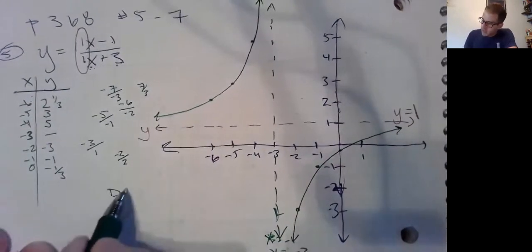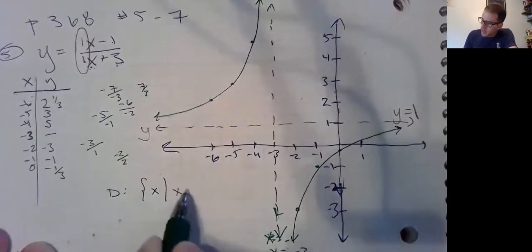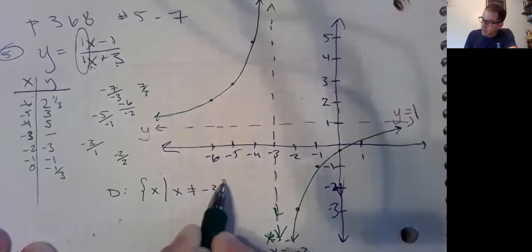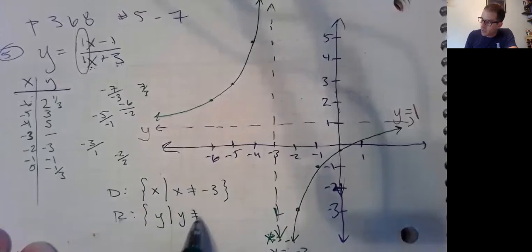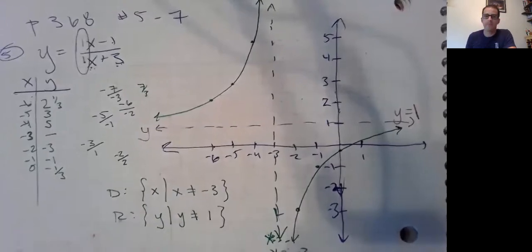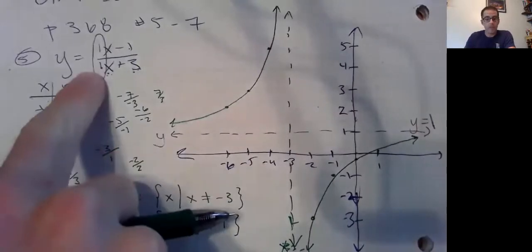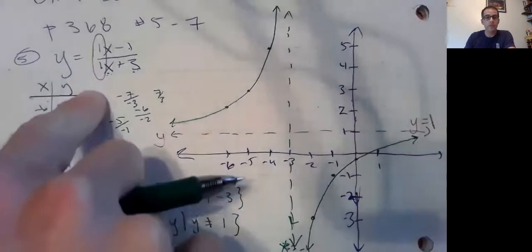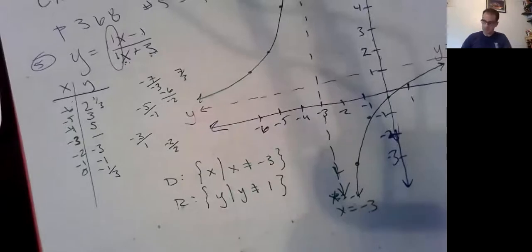What is our domain? Our domain, curly brace, x, such that x cannot equal -3. And what is our range? Our range is y, such that y cannot equal +1. Okay? So the new thing was how to identify the horizontal asymptote when it looks like this. Coefficients, simplify the fraction, there you go. All right, move on to number 6.